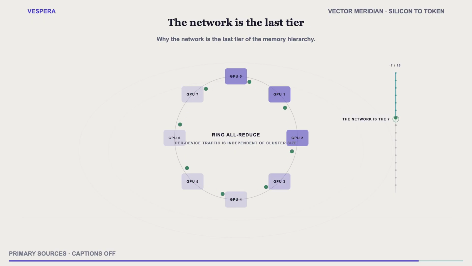The dominant one is all reduce. Every device contributes a value. All values are combined, and every device receives the result. Gradient averaging is an all reduce over the full gradient tensor. The naive implementation is terrible. Send everything to one device, combine, broadcast back. That device's link becomes a bottleneck and the cost grows linearly with the number of devices.